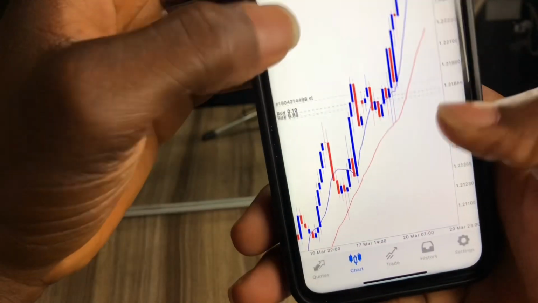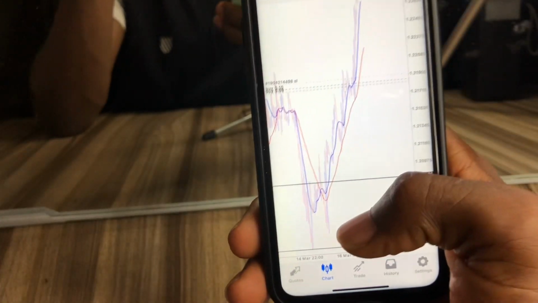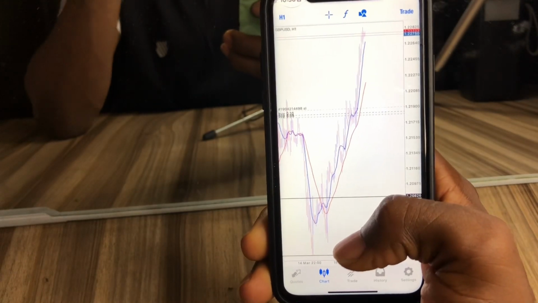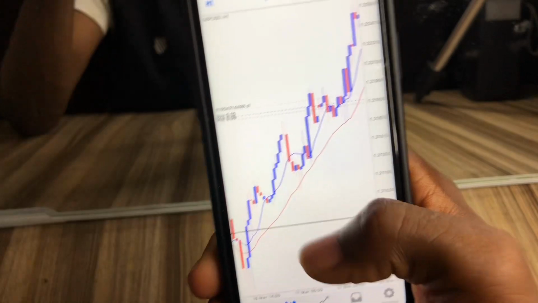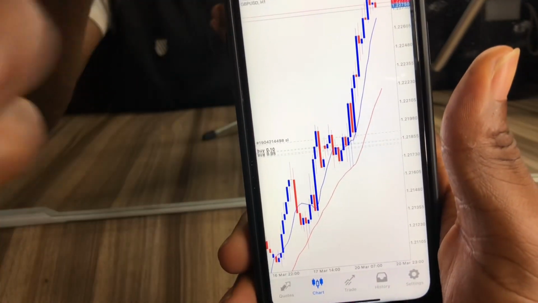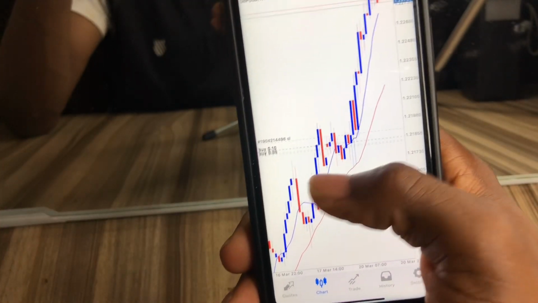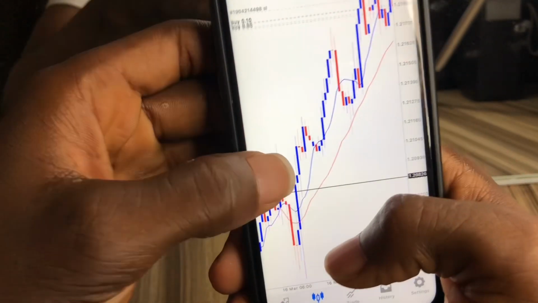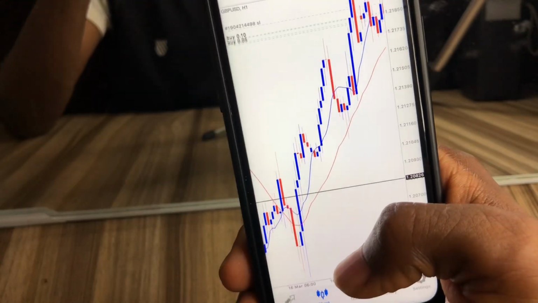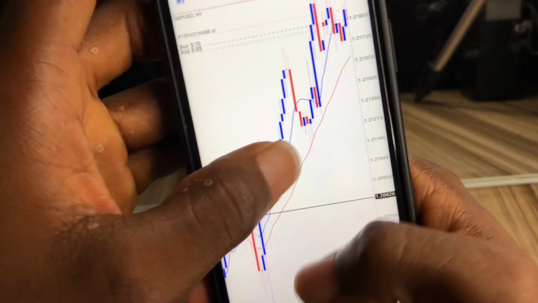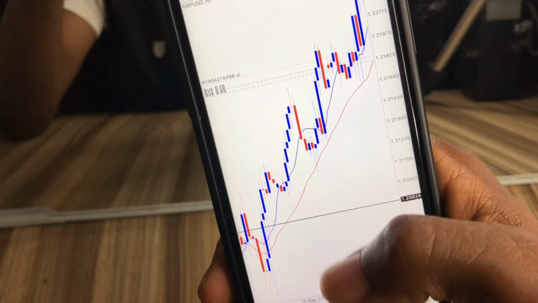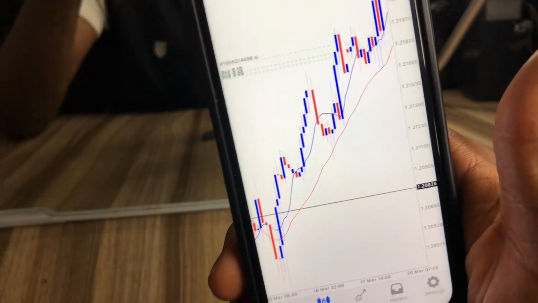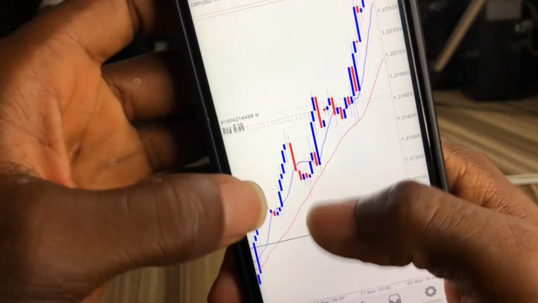Now the first thing I had to look at is whether price is above the moving averages or below the moving averages. When I came to the market it was obviously above the 9 moving average and above the 25 moving average. One thing I also do is whenever price is above the 9 moving average, it signifies that the trend is intact. But whenever you see price going below the 9, that means it's trying to signify a retracement in the market, and you want to see how price reacts to the 25.